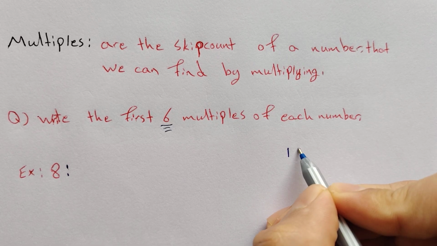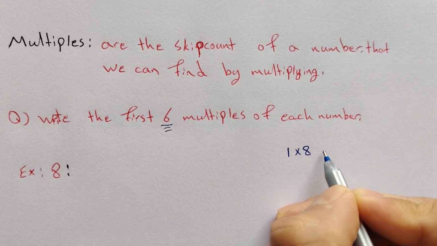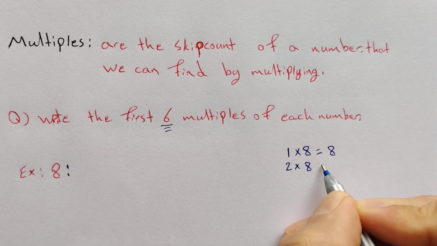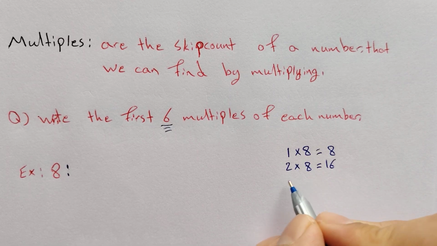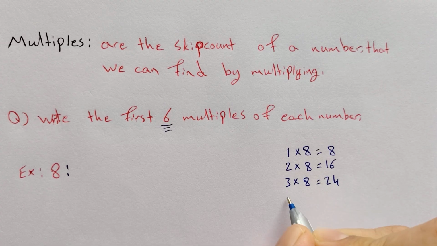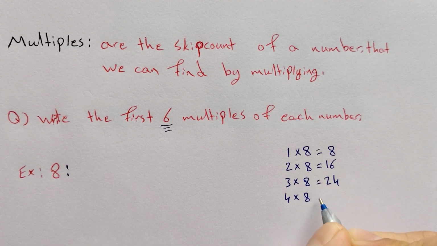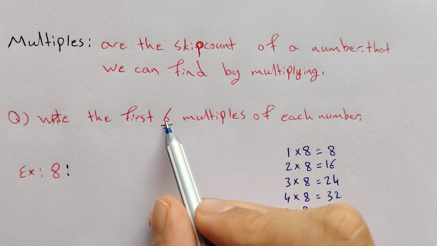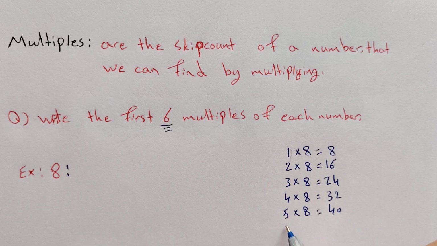So it will be 1 times 8 is equal to 8. Then also 2 times 8 is equal to 16. Then 3 times 8, which is 24. Then 4 times 8, which is 32. 5 times 8, which is 40. And the last one, since we are asking for 6, I only wrote 5, so I'm gonna write the last one, 6 times 8, which is 48.